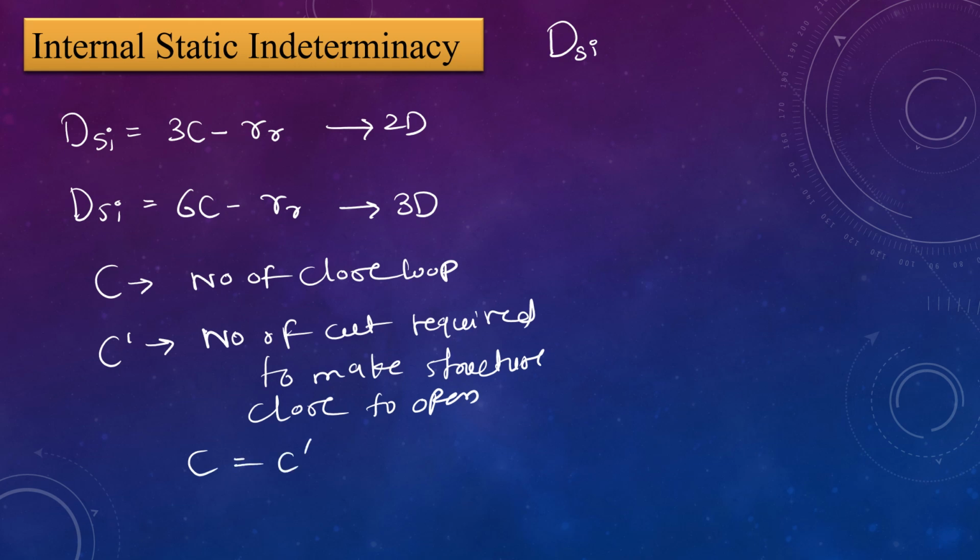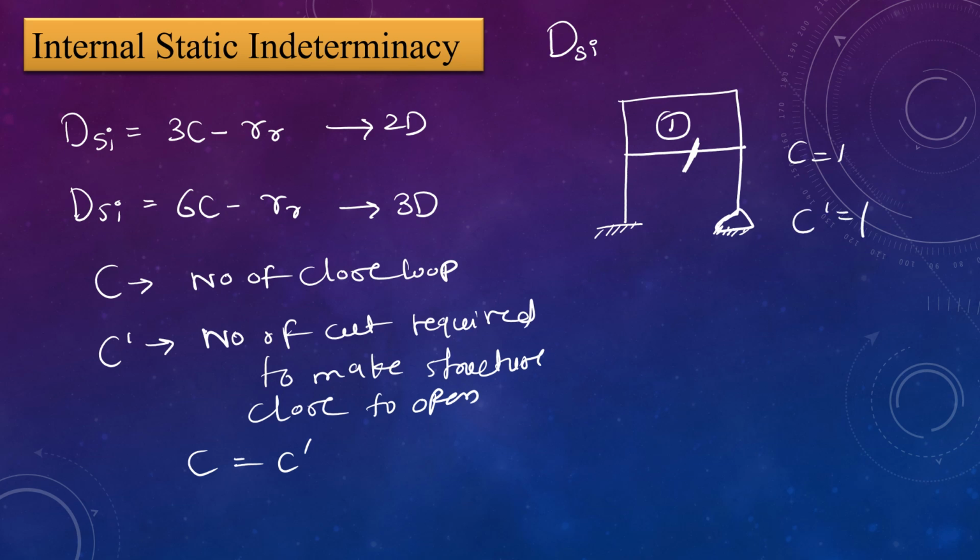For example, take this frame. This is a closed loop, so take C as 1 because it is one closed loop. C dash is the number of cuts required to make the structure close to open. If you cut this line, you get an open loop, so C dash is equal to 1 because one cut is required. So here C is equal to C dash. You can take C or C dash, the final answer is the same.